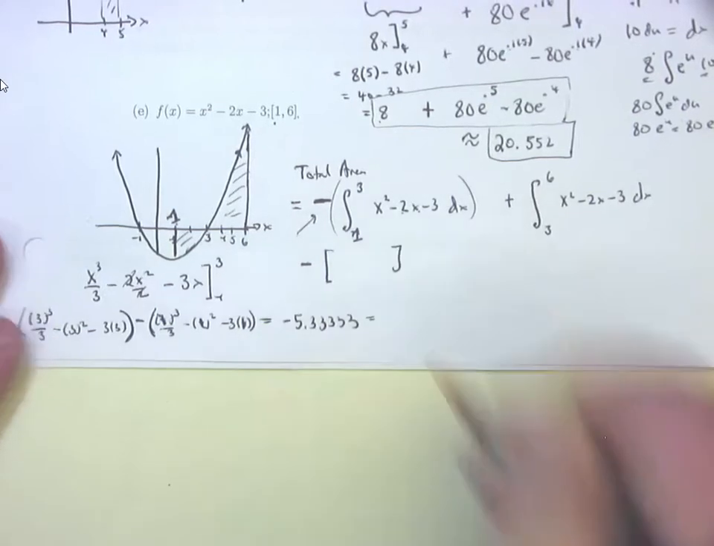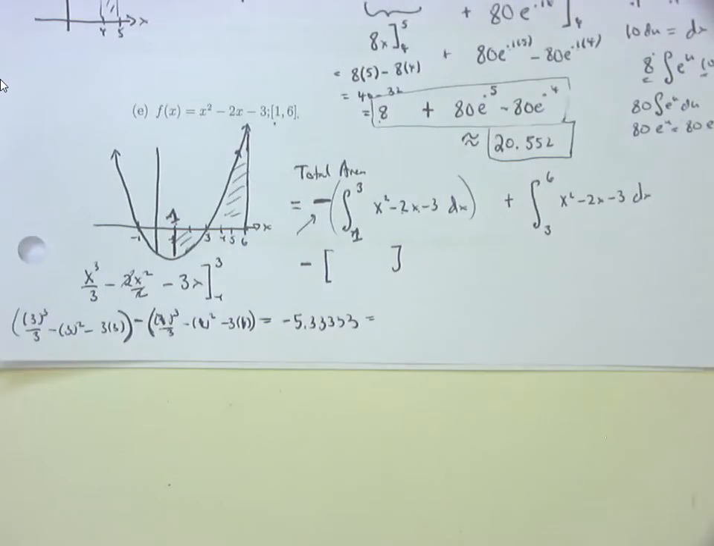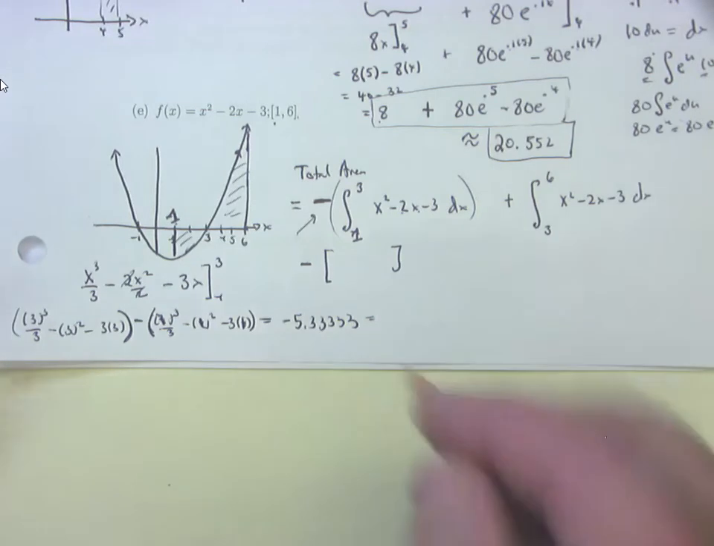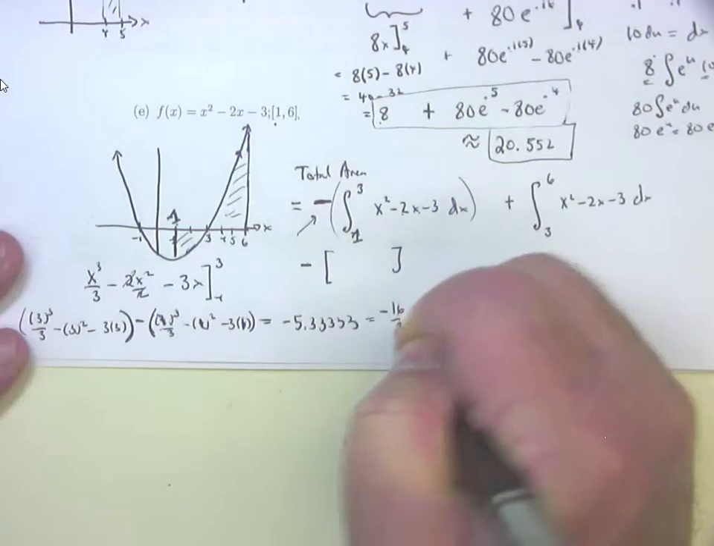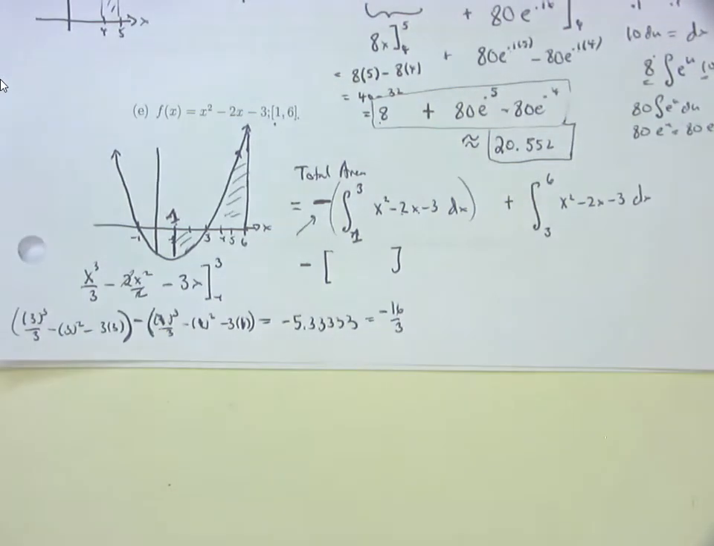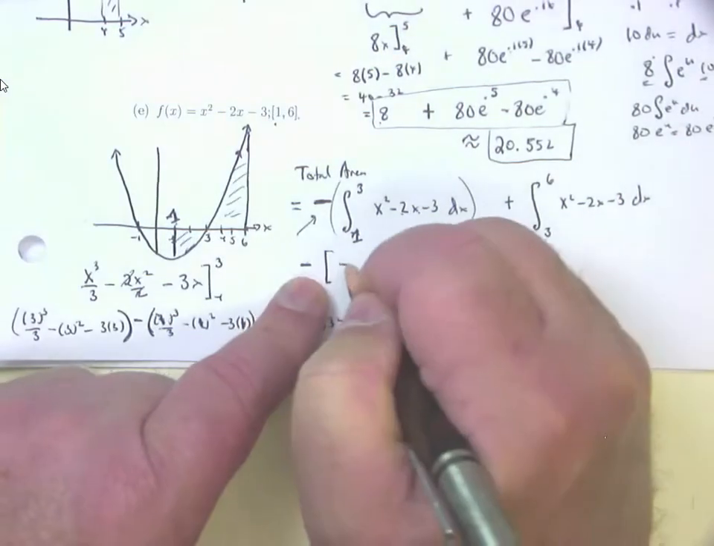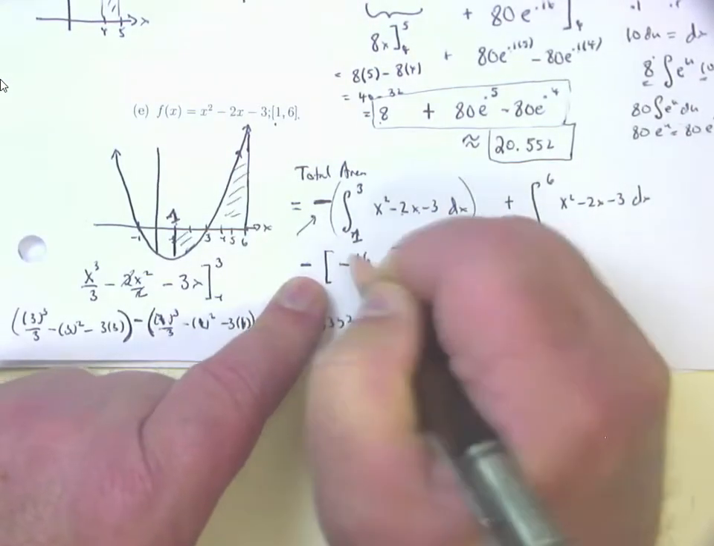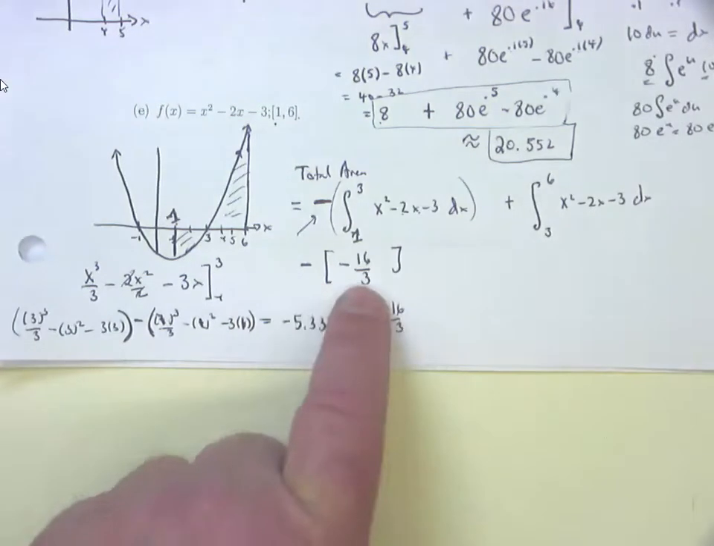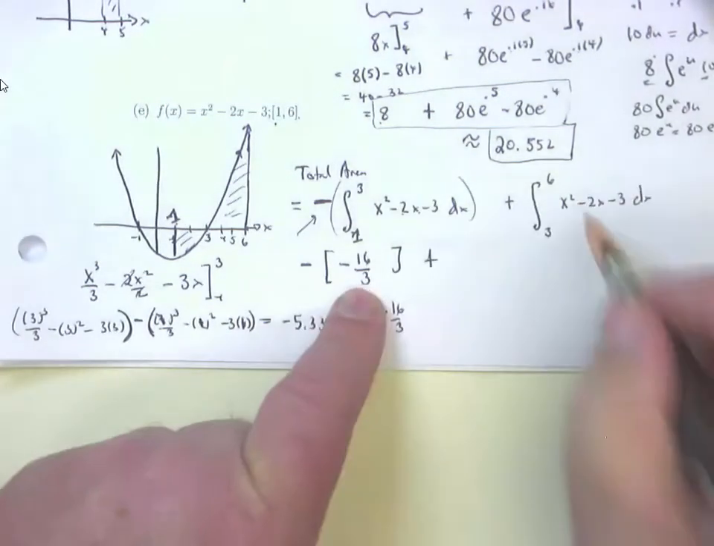5.33333 on my calculator. And for you fans that love fractions, negative 5.3333333 is the same thing as negative 16/3. But don't be surprised, it was negative. But that's what's gonna go here, so I'm gonna make it positive, so that'll be minus the negative 16/3, because I'm gonna do negative, the negative region.